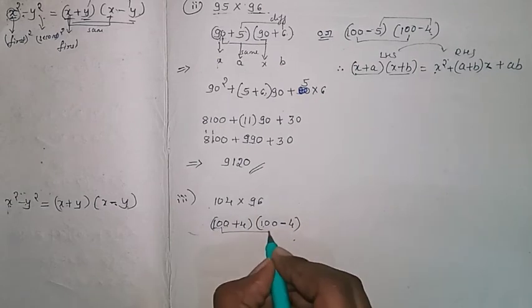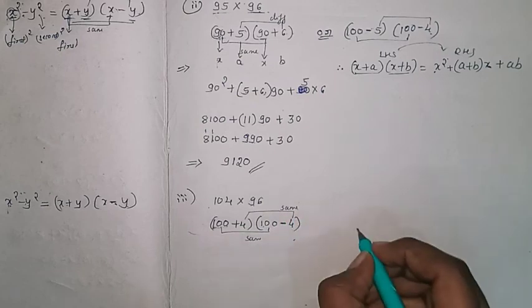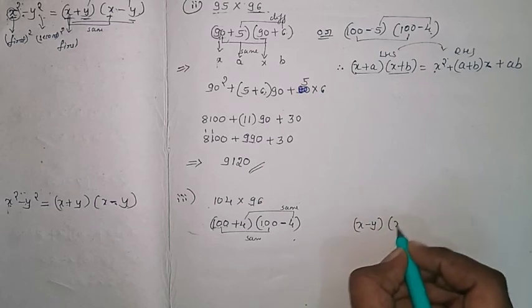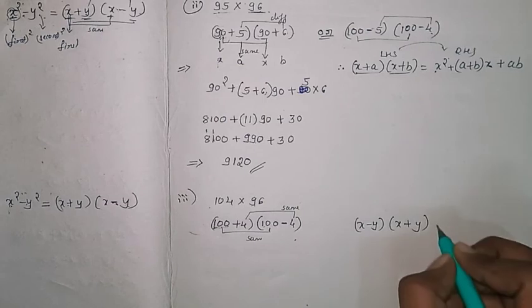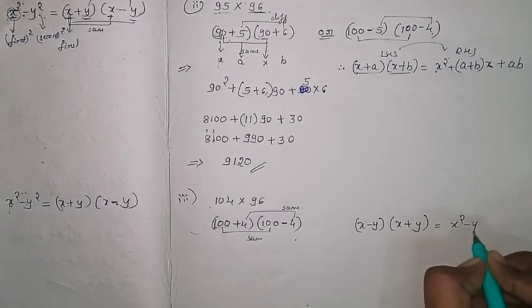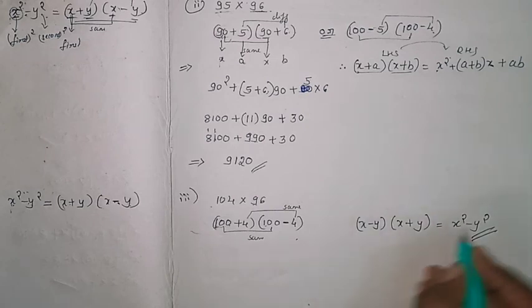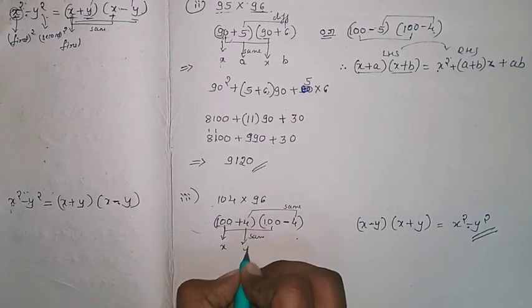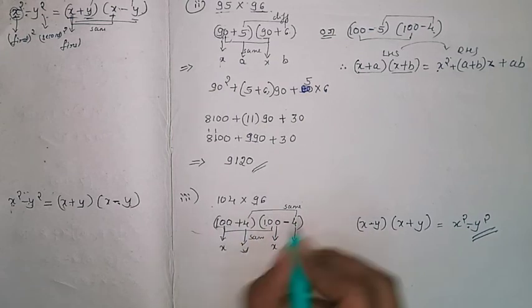Now you can observe that the first term is the same and even the second term is the same. That means it is the formula of (x minus y)(x plus y). So (a plus b)(a minus b), you have studied, the formula is x square minus y square. Do you remember the identities for this? They have given this side and we have to solve for this. So x is this term and y is this one. You can observe x terms are the same, y terms are the same.